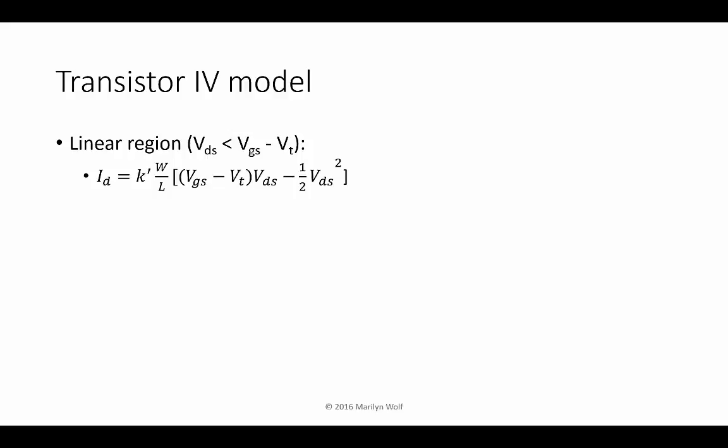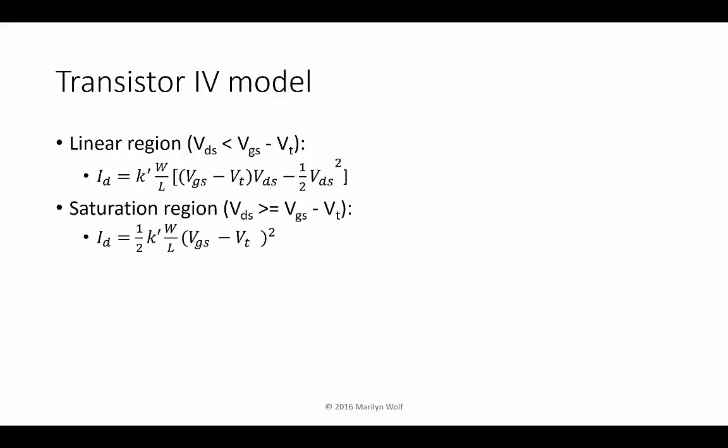In this case, the drain current depends upon both the gate to substrate voltage and the drain to source voltage. In the saturation region, which is on the other side of the relationship between VGS minus VT, the drain current still depends upon the gate to substrate voltage, but it's independent of the drain to source voltage. That's why we call it saturation, because we don't get more current by increasing the drain to source voltage.